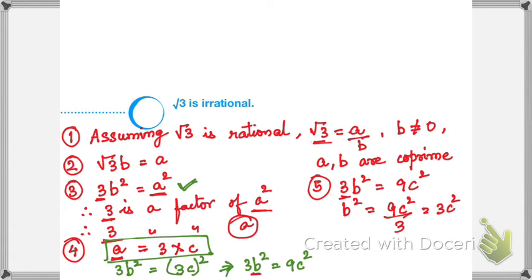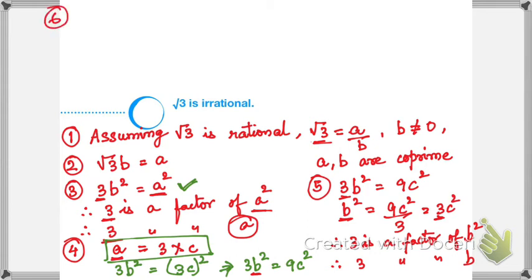That is why we can write here that this 3 is a factor of b square. Therefore, 3 is a factor of b square. And that is why you can again write that this 3 is also a factor of b, by again the fundamental theorem of arithmetic. So, here we have written it. Now, coming to step number 6.